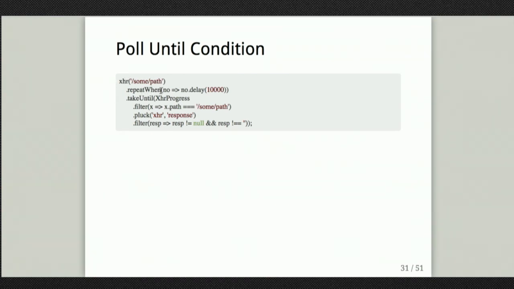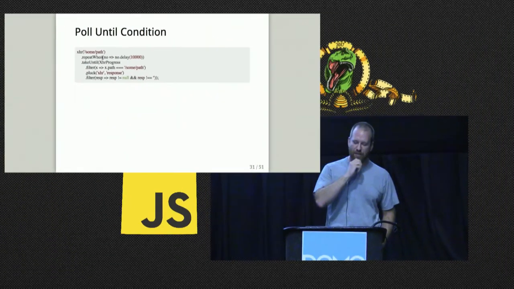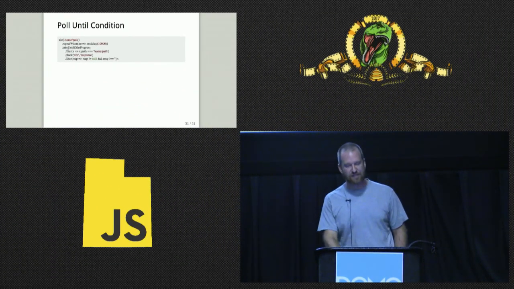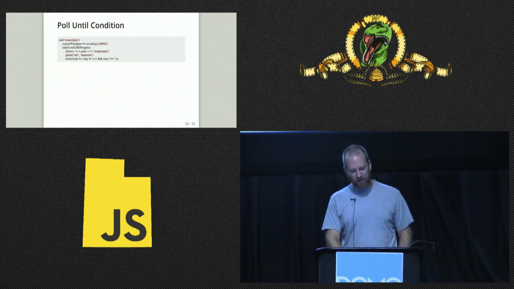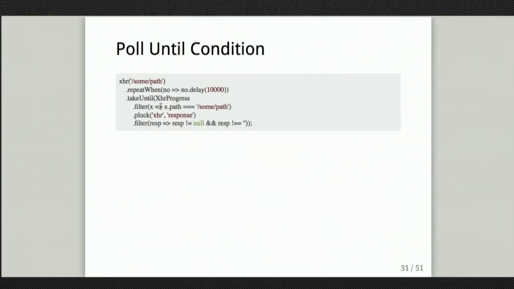And we don't want it to repeat forever. We want to tell it when to stop repeating. This is one of the things that Rx does so nicely, is we can tell it when to stop listening. So we're going to use takeUntil. And we're going to listen to our progress observable once again. And we're going to filter on the path that we're querying. And we're going to wait until the response is either not null or not an empty string. Right? Straightforward again.